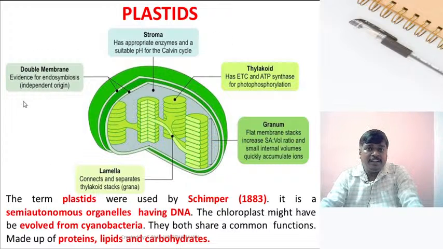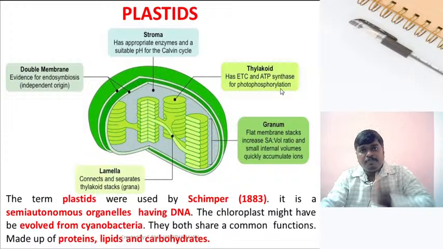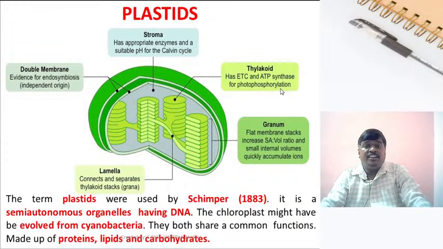This is about the typical structure of plastids. This plastid or chloroplast is mainly involved in the process of photosynthesis. This is about the plastids.